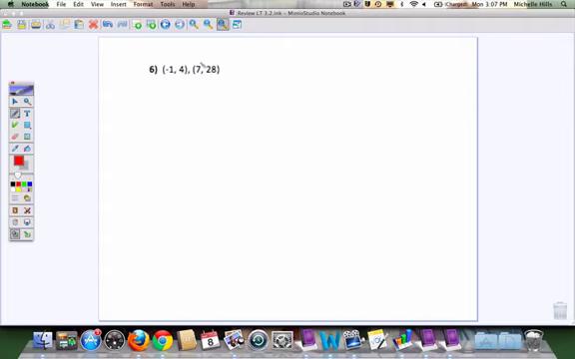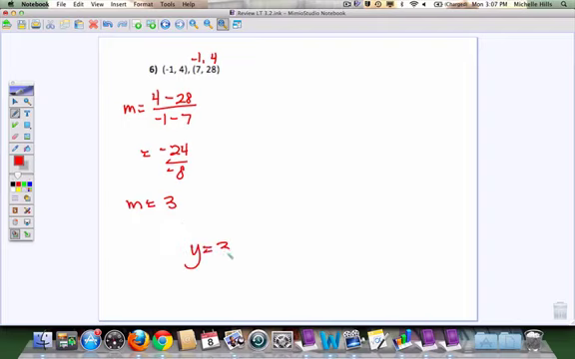And again, it doesn't matter which point goes above the other point, so I'm going to put the negative 1, positive 4 above the other point. M is rise over run, y's rise, so I have 4 minus 28 over negative 1 minus 7, which is negative 24 over negative 8. So my slope is positive 3, which means my answer is y equals positive 3 times x, and then some sort of y-intercept after that.